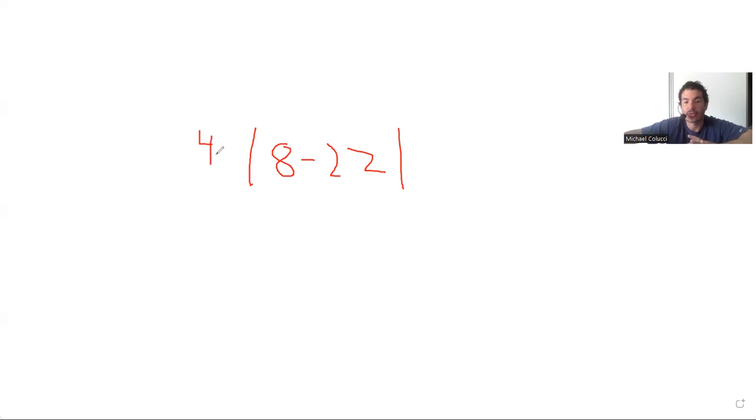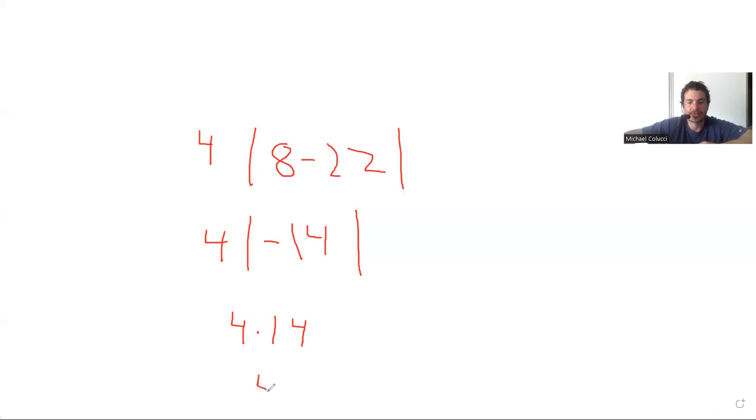So if I have 4 times the absolute value of 8 minus 22, I want to do what's inside the group first per order of operations. What is 8 minus 22? I don't really remember. Oh yeah, it's negative 14. Closed group. The difference between the absolute value sign and the parentheses is that there is an added functionality. The absolute value sign turns any negative number positive while keeping any positive number positive. So this will be 4 times a positive 14.